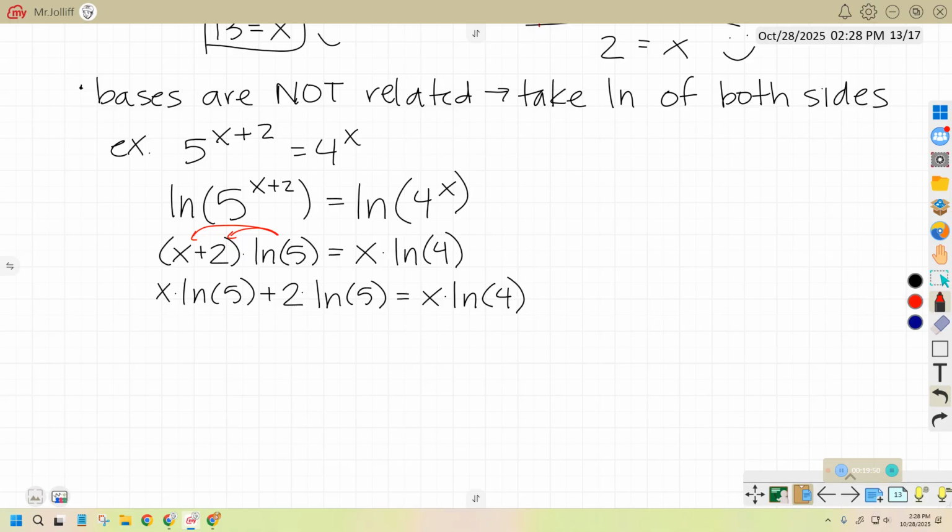So I have ln of 5 and ln of 4. Which one of those is smaller? ln of 4. So I'm going to subtract x times ln of 4 from both sides, so that those guys cancel. So my x's are now all on the left, which means I want the constants, the numbers, on the right. I need to move this guy.